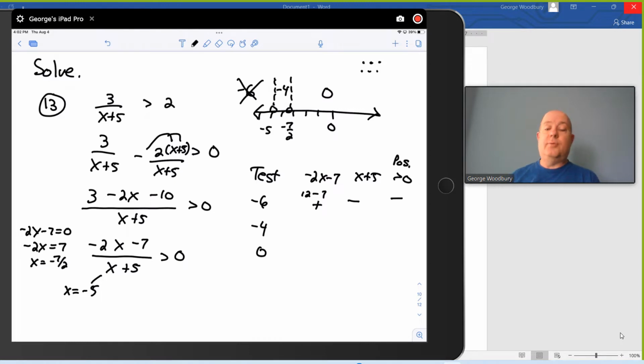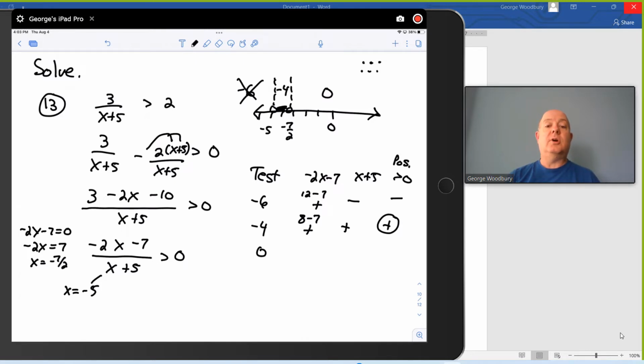Let's try negative 4. Negative 2 times negative 4 is positive 8, so we've got 8 minus 7, that's positive. Negative 4 plus 5, that's also positive. So we've got a positive number divided by a positive number. That's a positive result. Negative 4 is a solution, and we can shade in between those two endpoints.